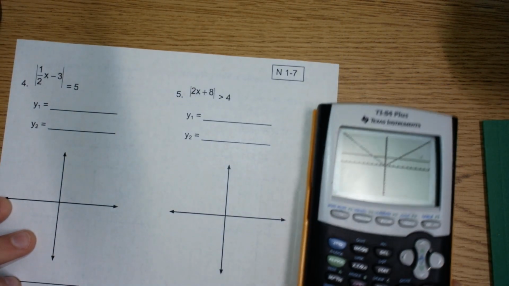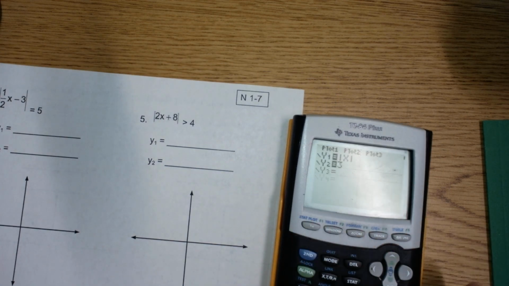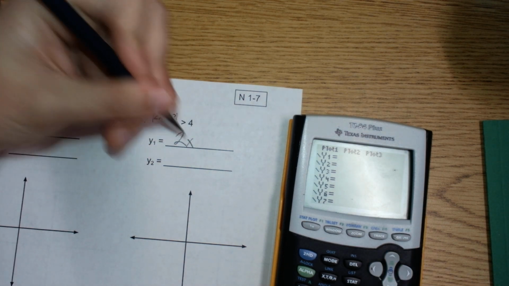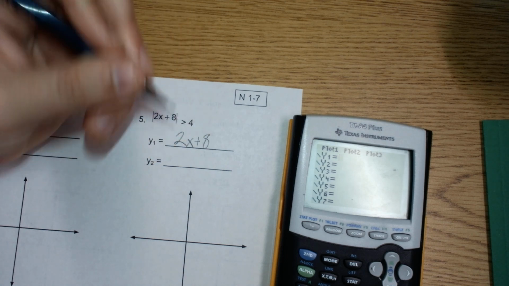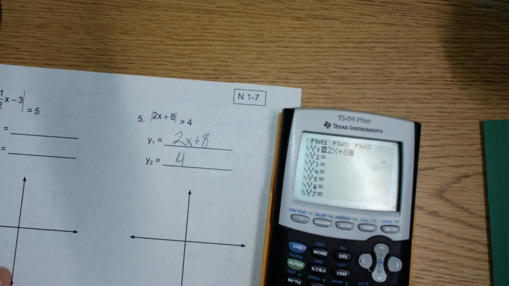Okay, let's look on the back and use this to put in a couple other questions here. So I'm going to do number 5 just to look at an example with an inequality. So I have y1, or I guess we'll write that out first, 2x plus 8, and then a 4. So 2x plus 8, y2 is going to be 4, and let's see if we'll graph it.